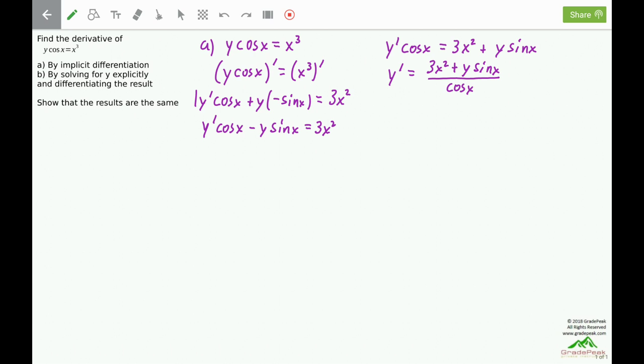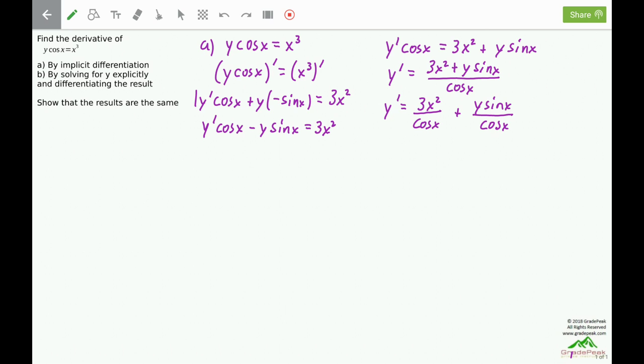Now it is possible to make this look a little bit simpler by separating each of the terms in the numerator over that single common denominator. 3x squared over cosine of x plus y sine of x over that cosine of x.